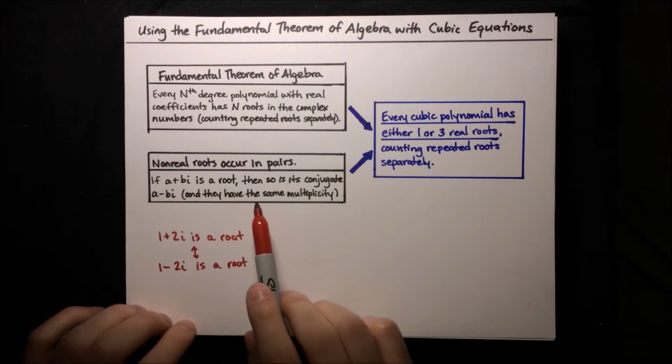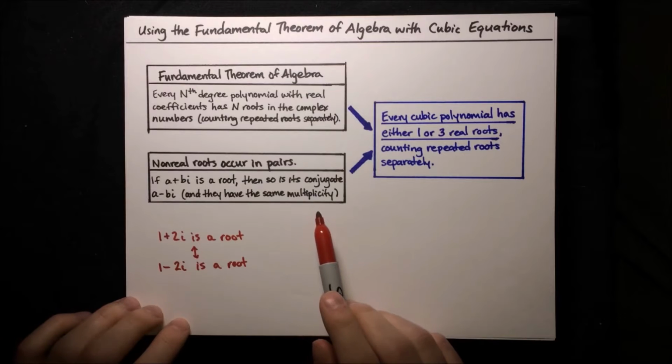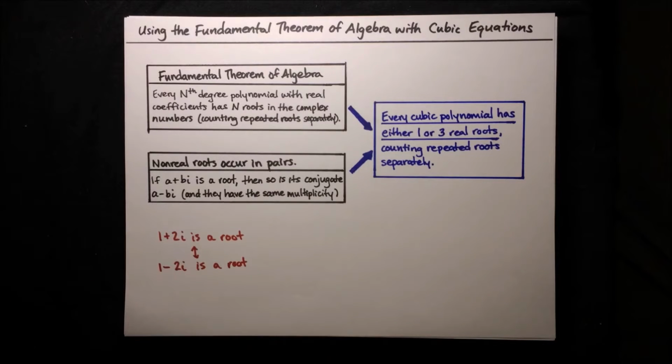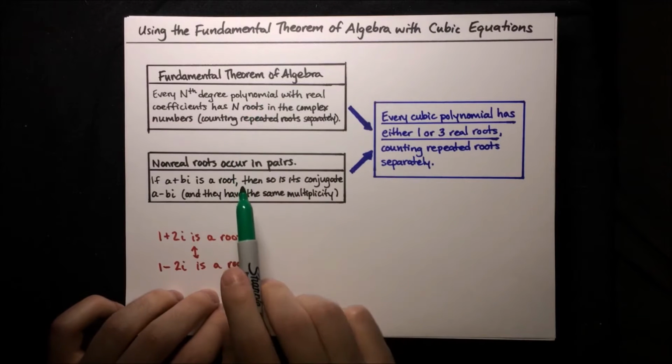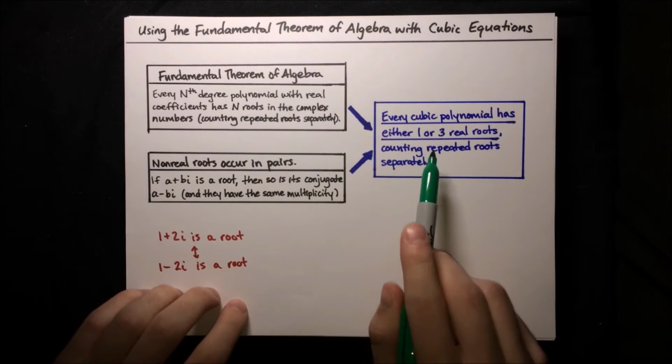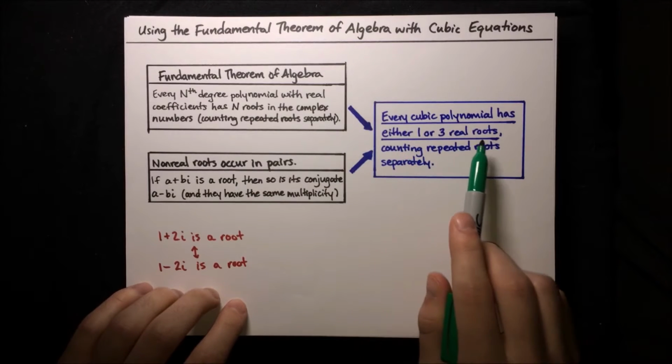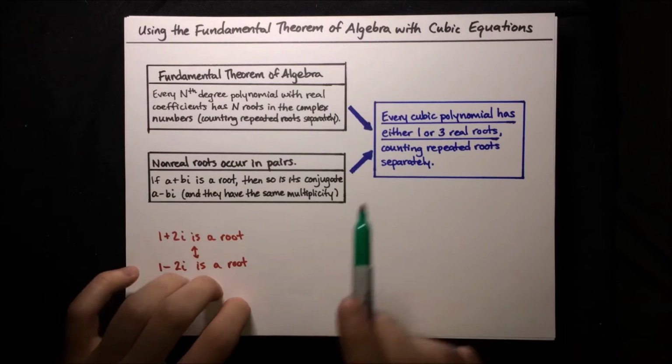Furthermore, they have to have the same multiplicity. For example, if one of these roots is a double root, then so is the other. But that'll only happen for quartics or higher order polynomials, which we'll consider later. Alright, so when we pair these two ideas, we get the conclusion that every cubic polynomial has either 1 or 3 real roots, counting repeated roots separately.